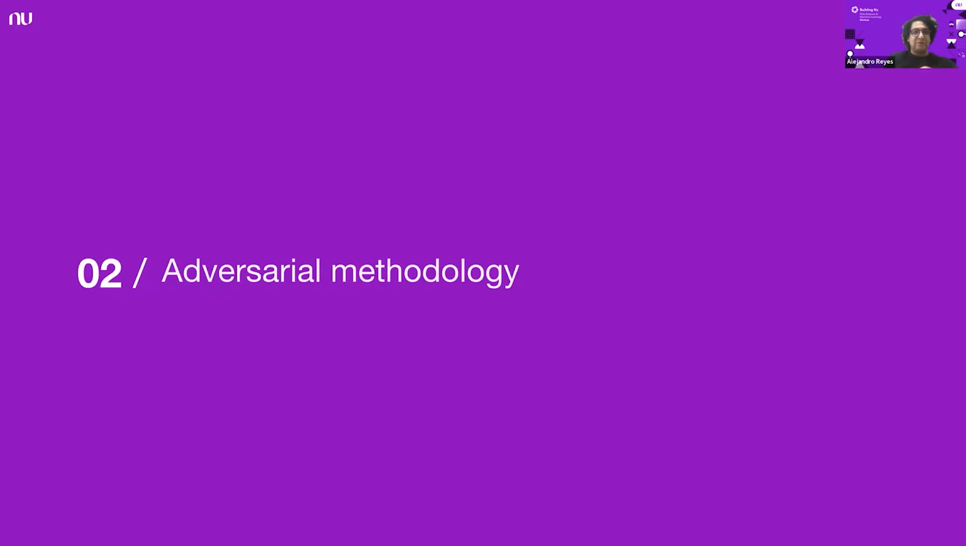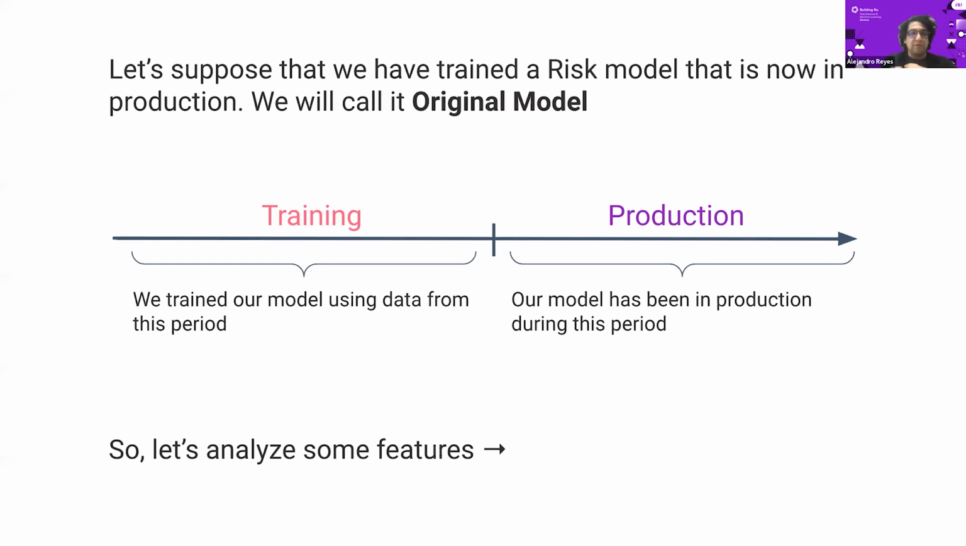In order to answer this question, to get more information about the drifting, we have adapted the adversarial methodology. And in order to define it, let's suppose that we have trained a risk model in the first period, the training period, and it has been in production for a while. From now on we will call this model the original model. So we want to do the model monitoring, and in order to highlight the feature drift, let's analyze some features.